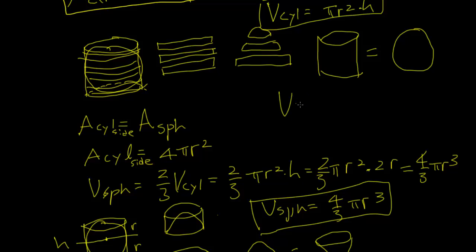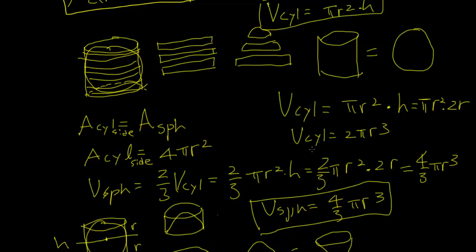And the volume of a cylinder that encloses a sphere is pi r squared h, which is equal to pi r squared times 2r, which is equal to 2 pi r cubed. So there you have it. Thank you.